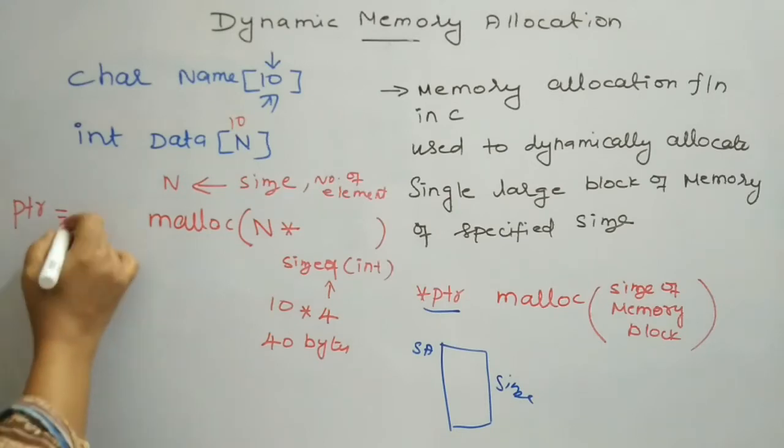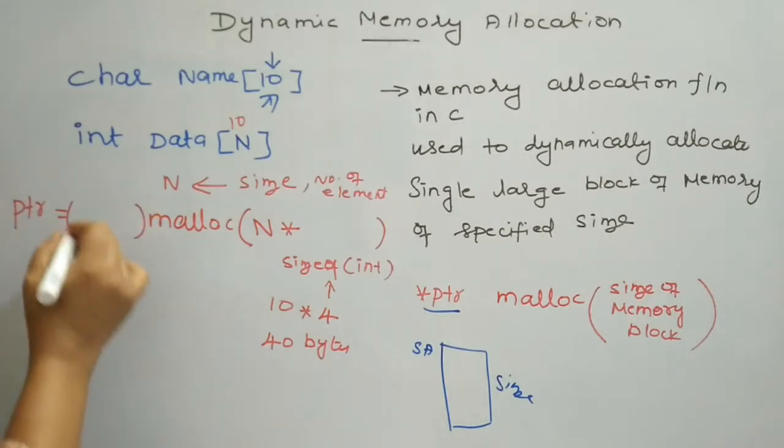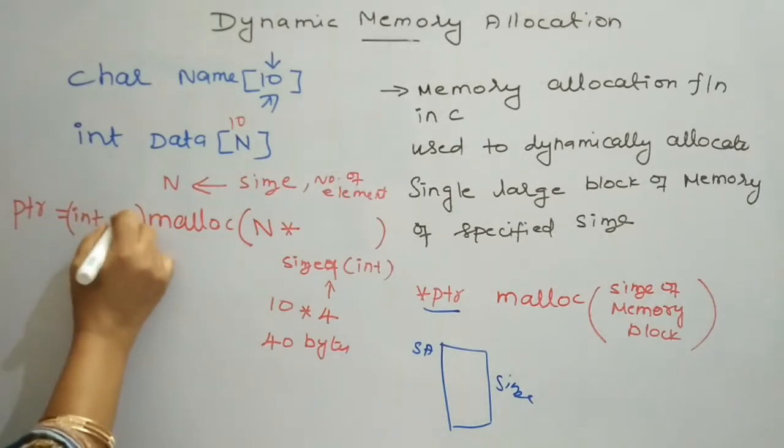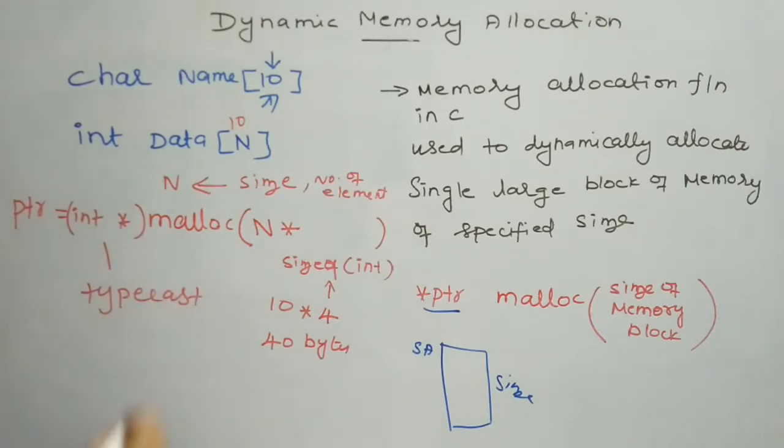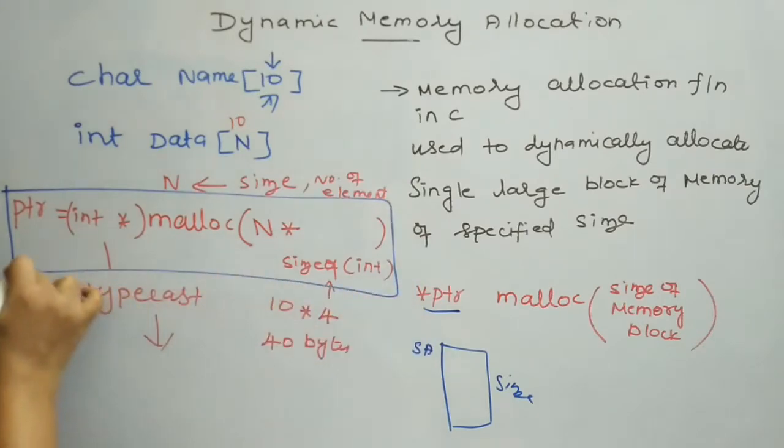Before assigning, I am going to typecast, that is, (int *). What does this typecast specify? It specifies that the malloc function is going to return a memory address which is pointing to an integer value. That is the meaning of this typecasting. So using the malloc function, I am able to declare memory addresses for an array.